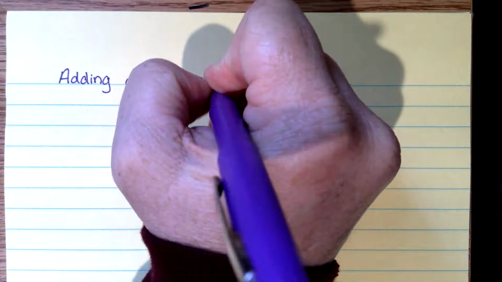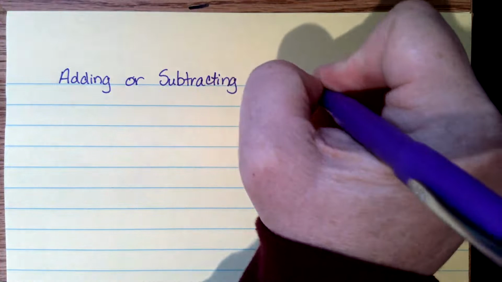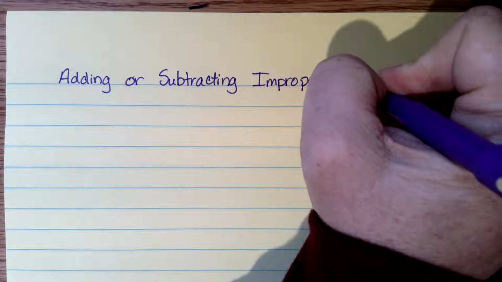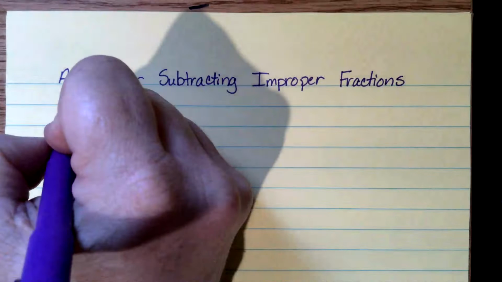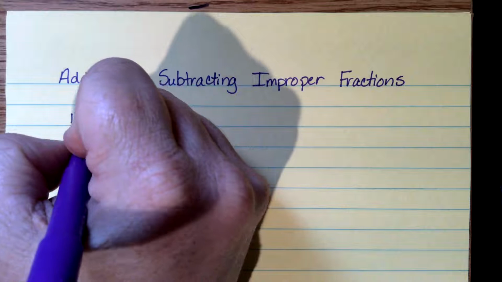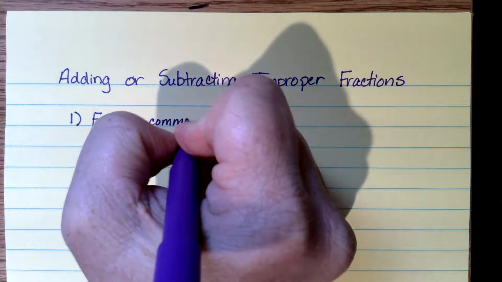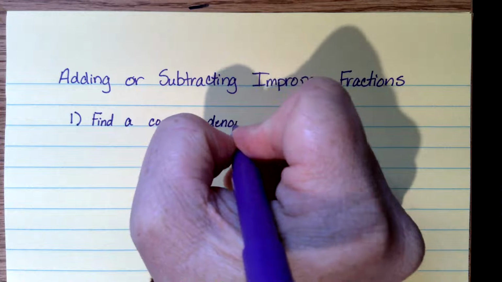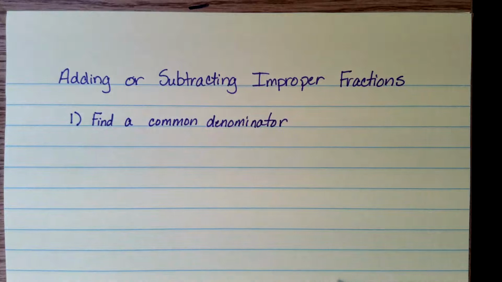So when you are adding or subtracting improper fractions, here are some steps for you to follow. Number 1, find a common denominator if they don't already have one. If the denominators are the same, no big deal, but if you need to, find a common denominator.